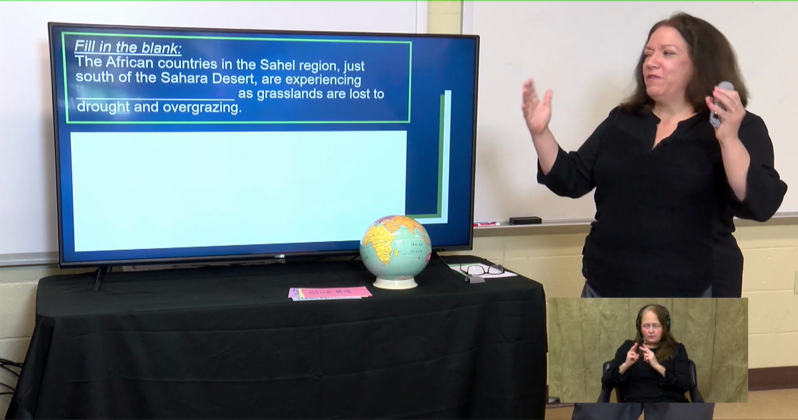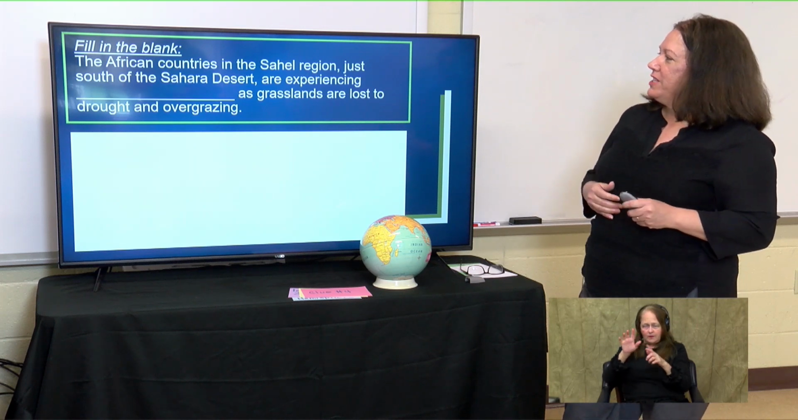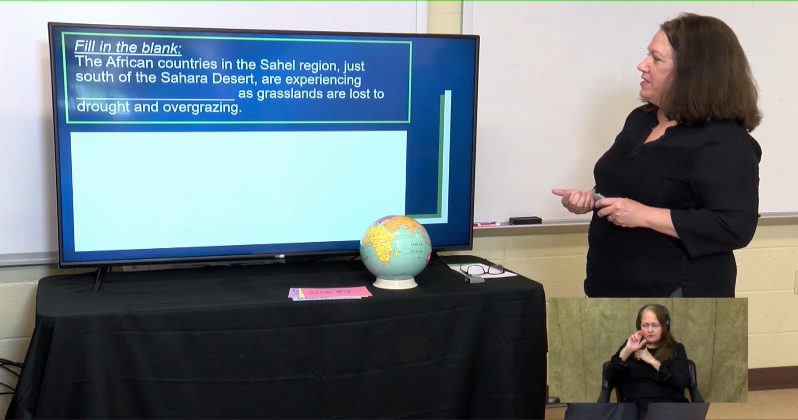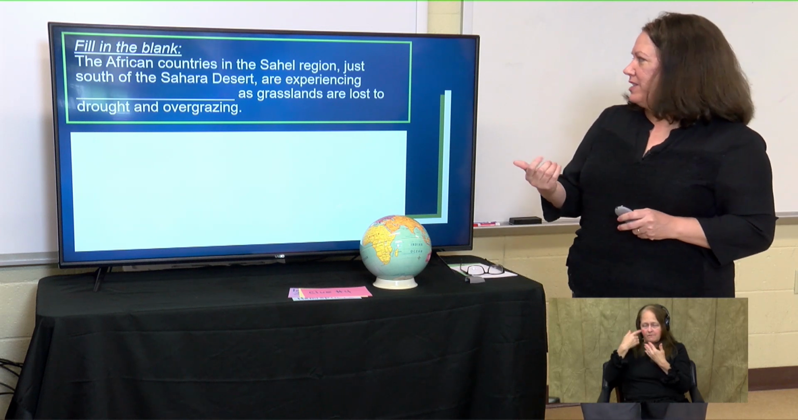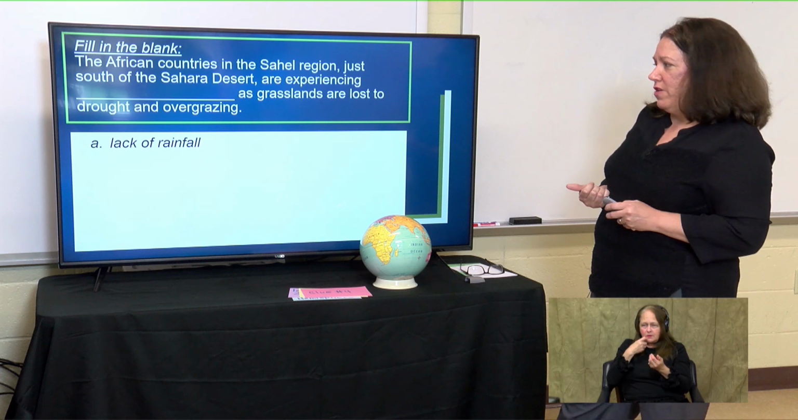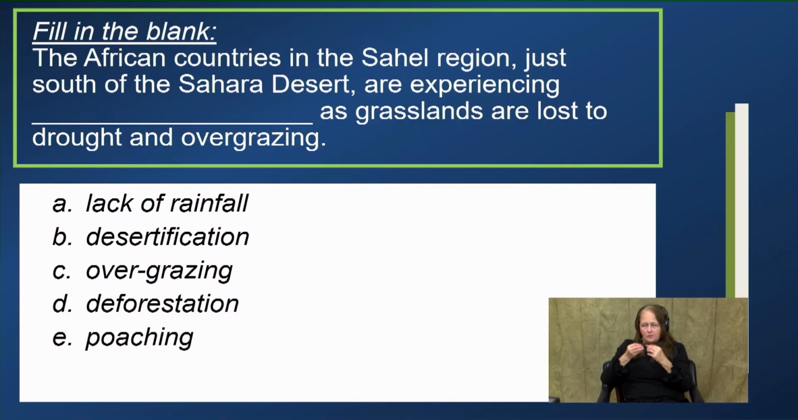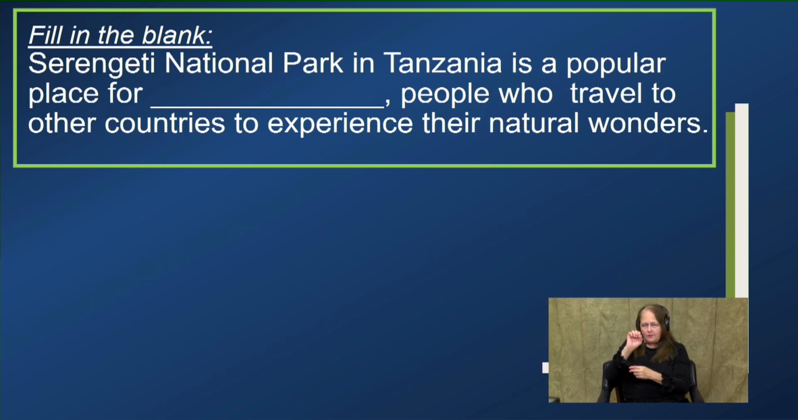So let's review a few things that we've talked about. Let's do a couple of review questions. The African countries in the Sahel region, just south of the Sahara Desert, are experiencing what as grasslands are lost due to drought and overgrazing? Lack of rainfall, desertification, overgrazing, deforestation, or poaching. What's the best term that goes in there? They are experiencing desertification.